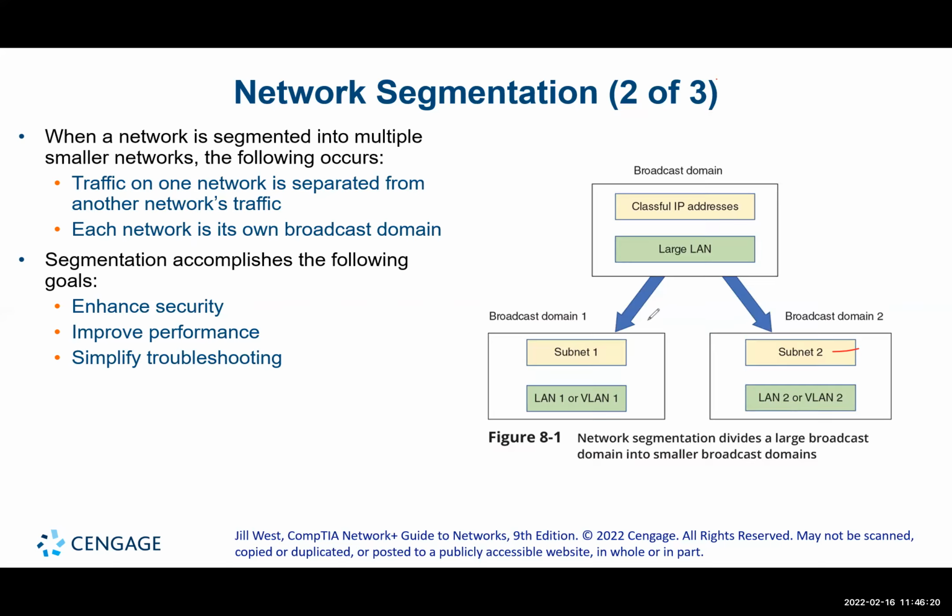You can improve the performance. Performance means you don't have to handle many broadcast messages here, so you can save a lot of bandwidth. And the third one is simplify the troubleshooting. You can narrow down which segment has the problem, and you can go to that segment and do some activity there instead of working on a whole huge network.